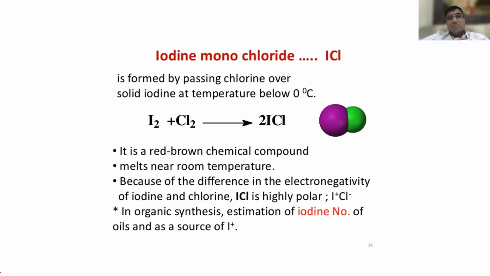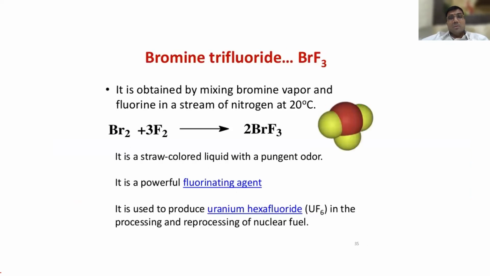Now ICl is not having any complicated structure. It's completely linear only, iodine monochloride. Similarly, BrF3 is T-shaped. But here one important point I'm going to explain: this is a fluorinating agent, which is used in reprocessing of nuclear fuel. Try to understand, I've conveyed this structure: a T-shape with sp3d hybridization.